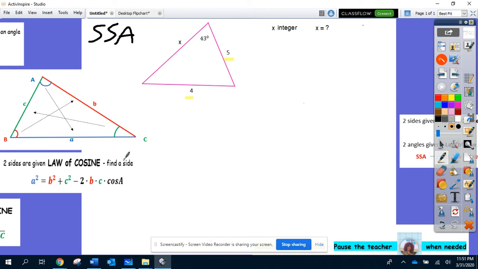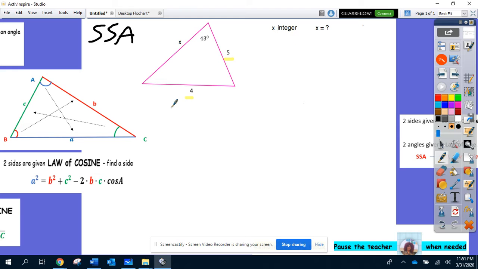How do we find a side? A side squared should be equal to the sum of the squares of the other two sides minus 2 times their product times the cosine of the angle that is in front of the side. So for me, because I have only one angle, I will apply this theorem for the side 4, because here it's working. So let's write now this theorem.